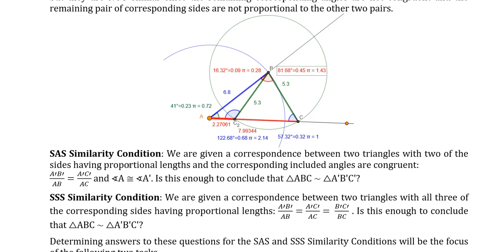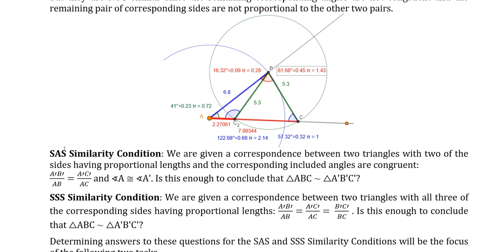How about the SSS similarity condition? Is that enough to make the triangles similar? That is, we're given a correspondence between two triangles where all three corresponding sides have proportional lengths. That is, A'B'/AB equals A'C'/AC, and that's also equal to B'C'/BC. Is this enough to conclude that the triangles are similar? That is, is it enough to conclude that all the corresponding angles are congruent as well?